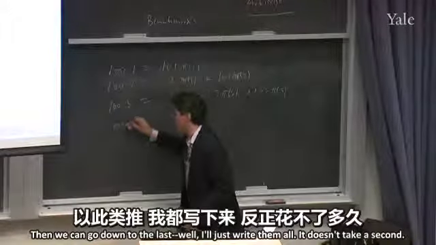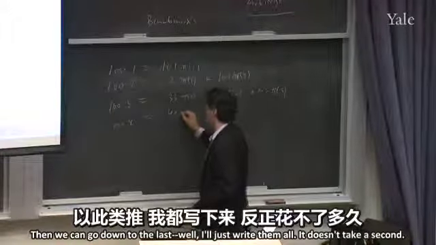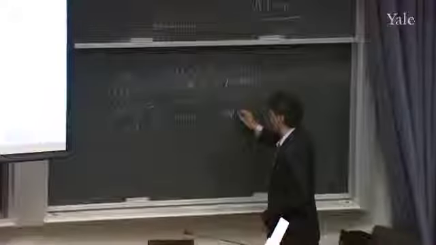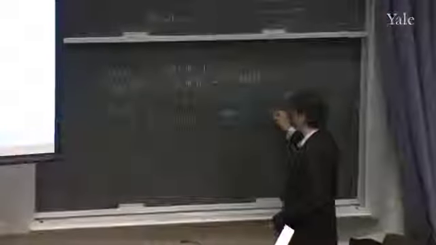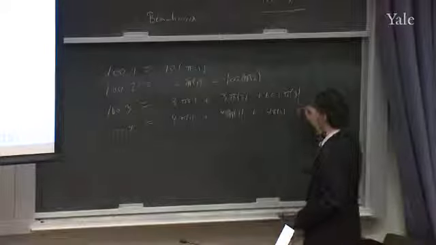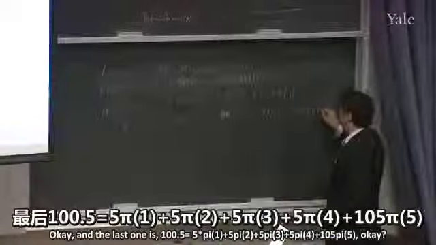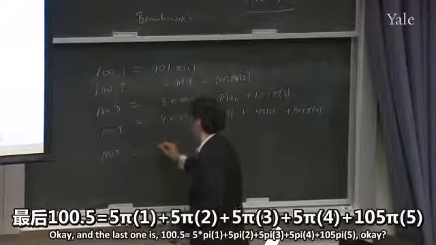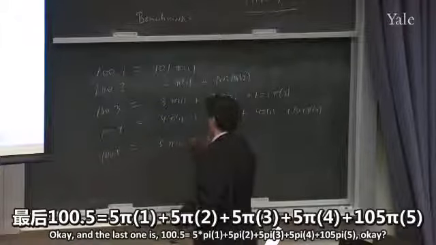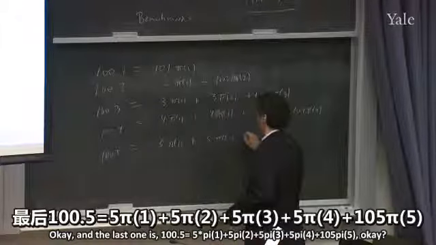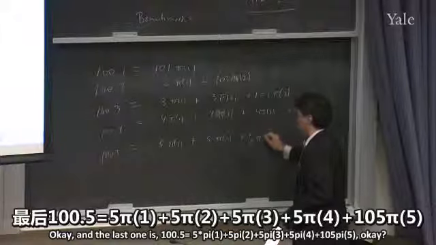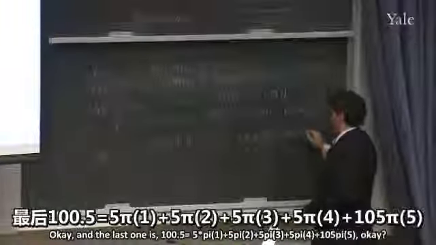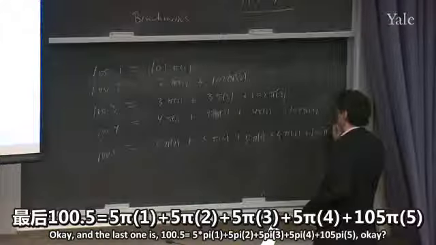Well, I'll just write them all. It doesn't take a second. Okay, and the last one is 100.5 equals 5 times pi 1 plus 5 pi 2 plus 5 pi 3 plus 5 pi 4 plus 105 pi 5.